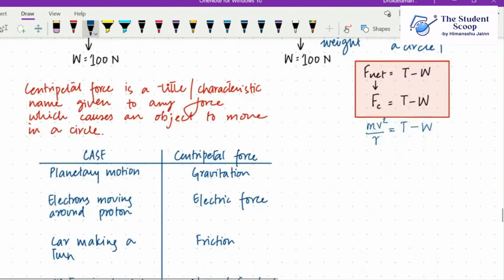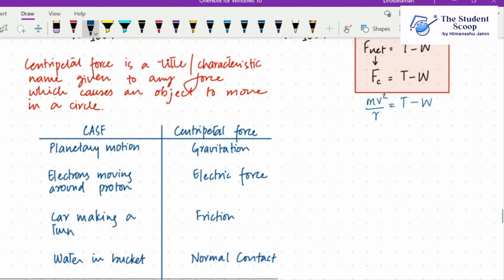For example, there are planets rotating. In planetary motion, orbital motion, like a moon orbiting our Earth, gravitation is the centripetal force. For an electron moving around a proton in an atom, the electrostatic force is the centripetal force. For a car taking a turn on a road, friction will be pointing towards the center, and that will be the centripetal force.